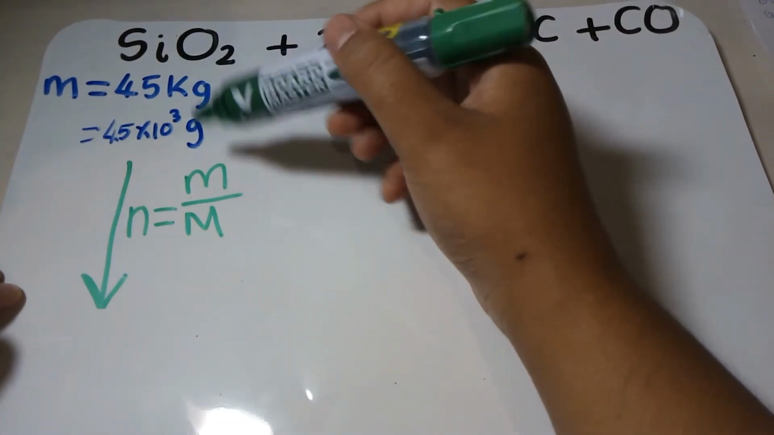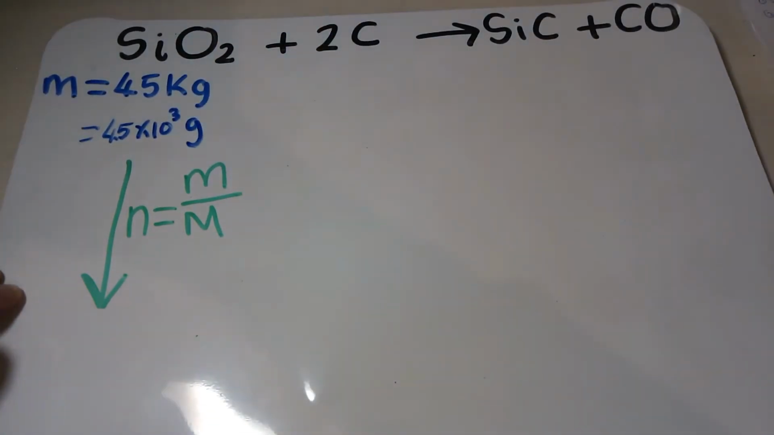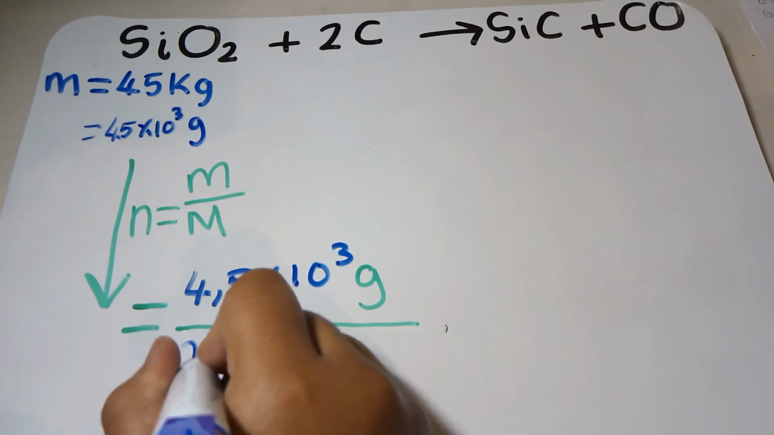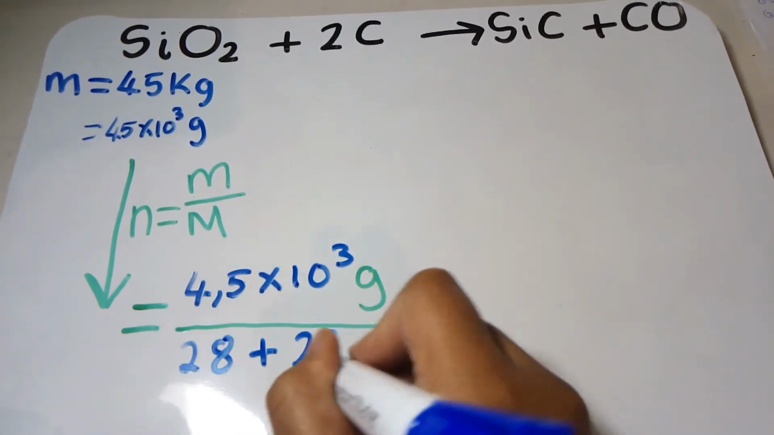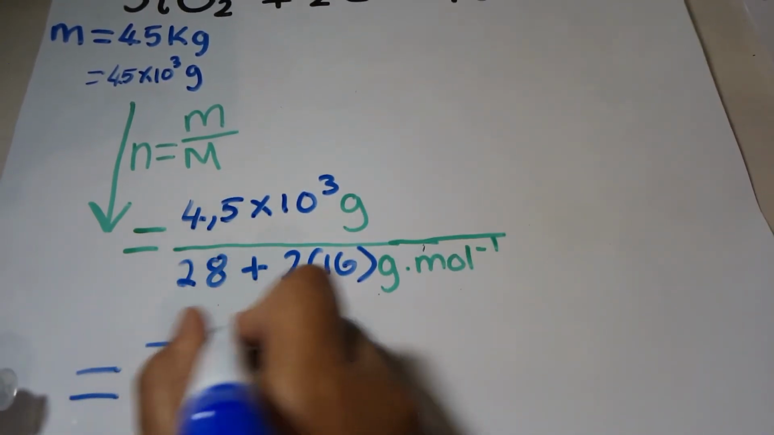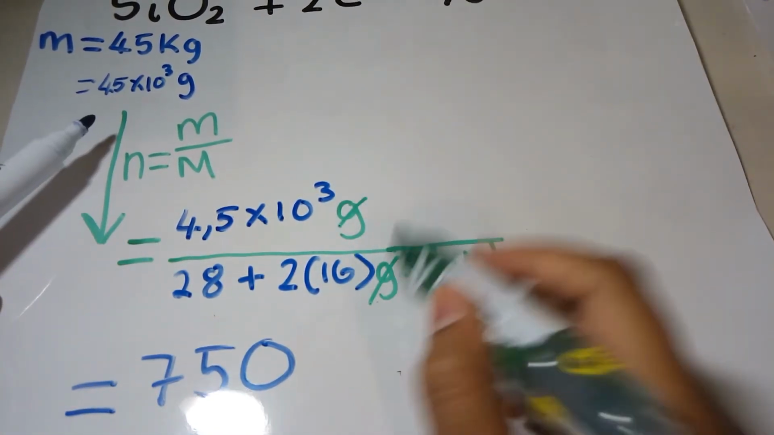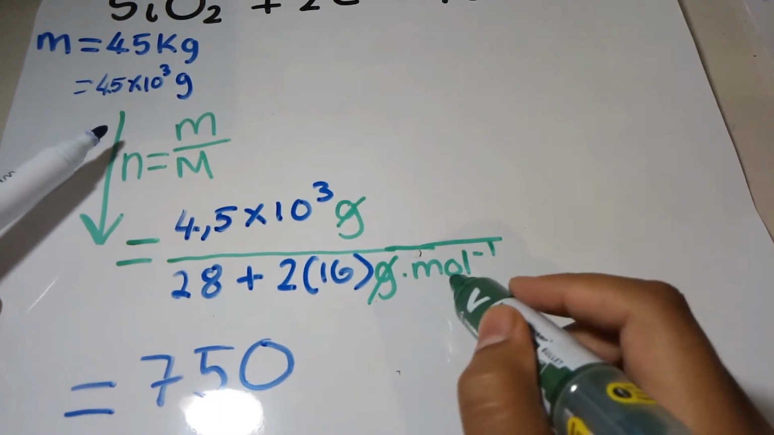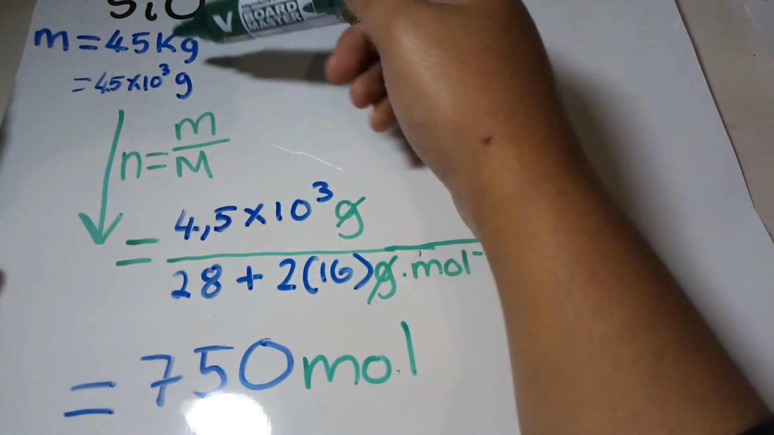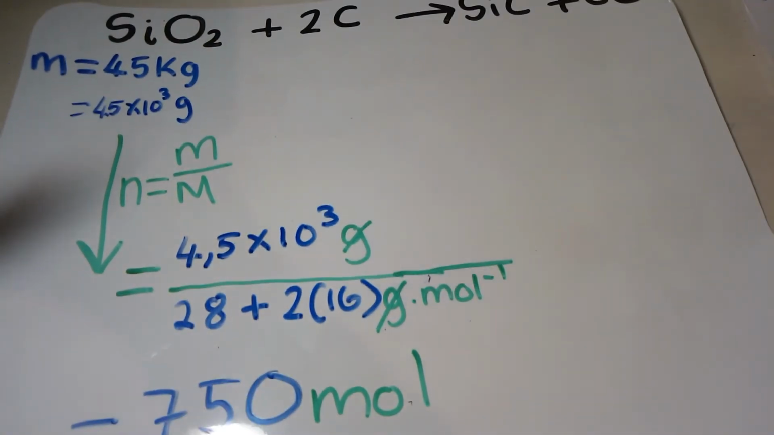Your first step will be to convert this into moles. When you are translating a mass into moles, you use this formula. So let's substitute this value, and then the molar mass of silicon dioxide, which will be 28 plus 2 times 16. This answer will give me 750. Pay attention to the units: because we have grams at the top and the bottom, they cancel, and we are left with the unit of a mole, which is what we are looking for. So we have translated 45 kilograms of silicon dioxide into 750 moles.